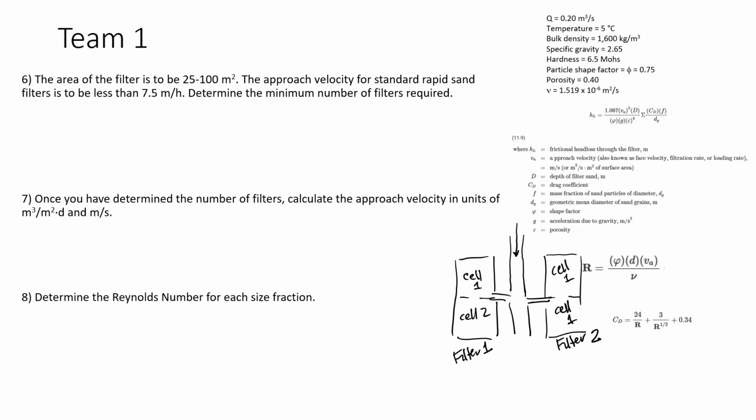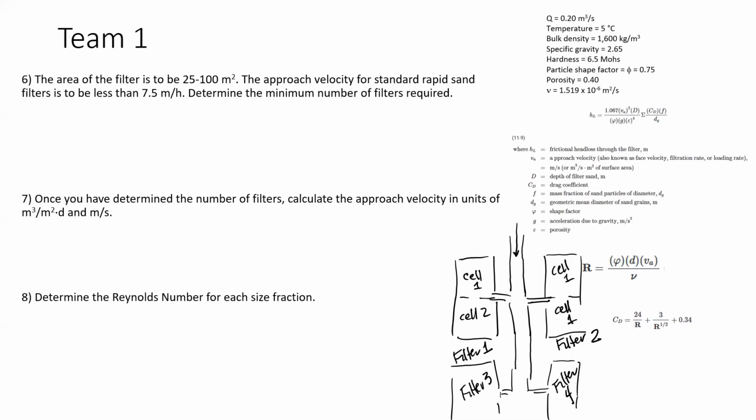If two filters aren't sufficient, you're going to put in a longer pipe, and then you'll put, and I'm running out of space over here, but this will be filter 3, filter 4, both of which have 2 cells.